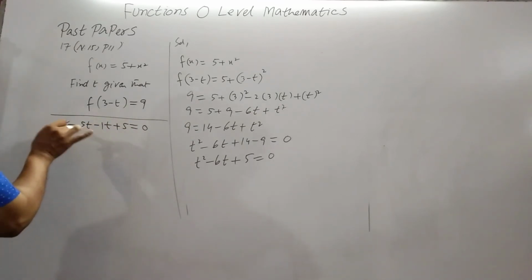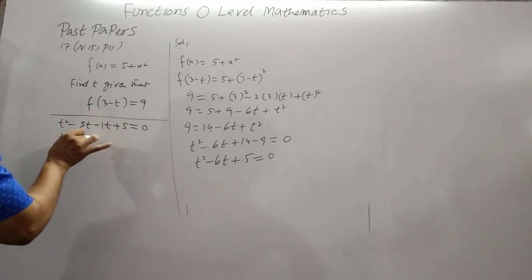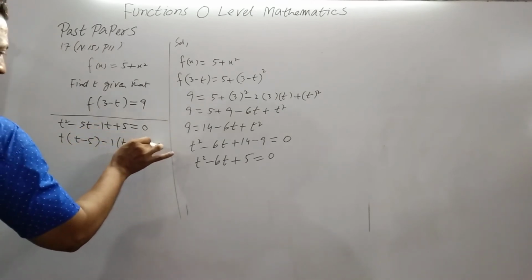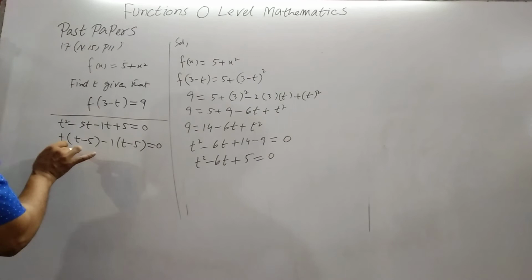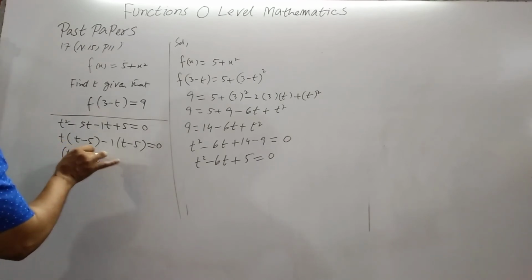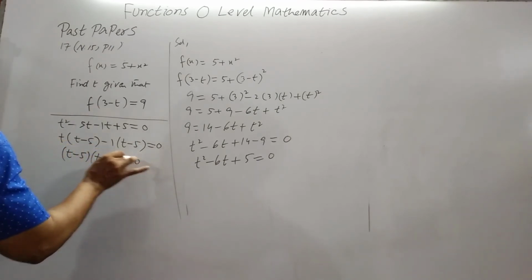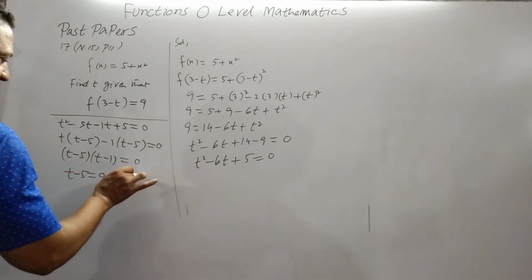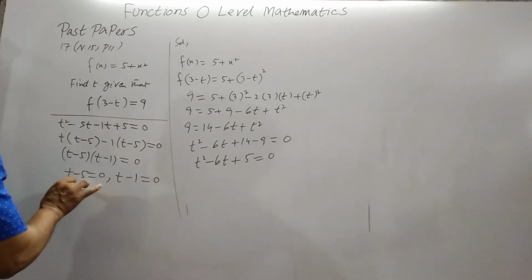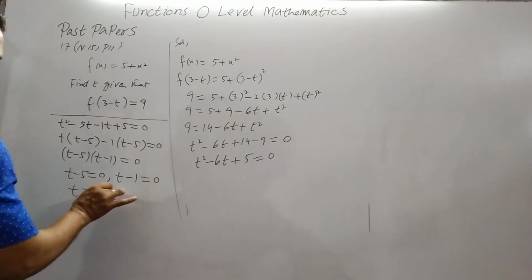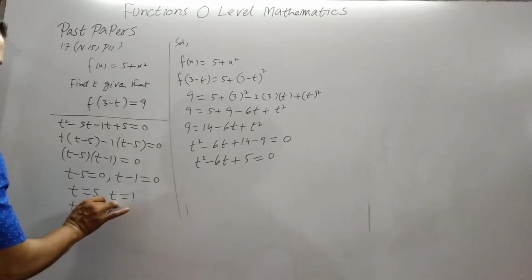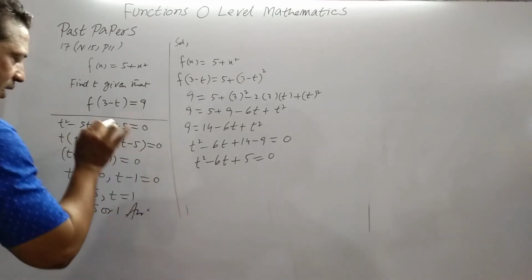Take t common from these two: t into t minus 5, minus 1 into t minus 5, equals 0. And t minus 5 is common. So (t minus 5) into (t minus 1) equals 0. This implies t minus 5 equals 0 or t minus 1 equals 0. T equals 5, t equals 1. Hence, t equals 5 or 1 is the final answer.